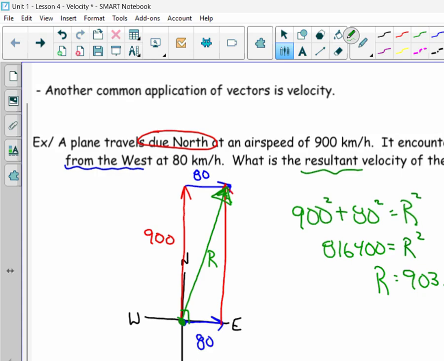To find our direction, thinking about bearings, we usually start at north. So I kind of want to know what this angle is right here. I can find that angle again because this is a right angle triangle. I can use SOHCAHTOA. Got the opposite, got the adjacent. That's a tan question. So we're going to take the inverse for angles. And you should get, I got 5.08 degrees.